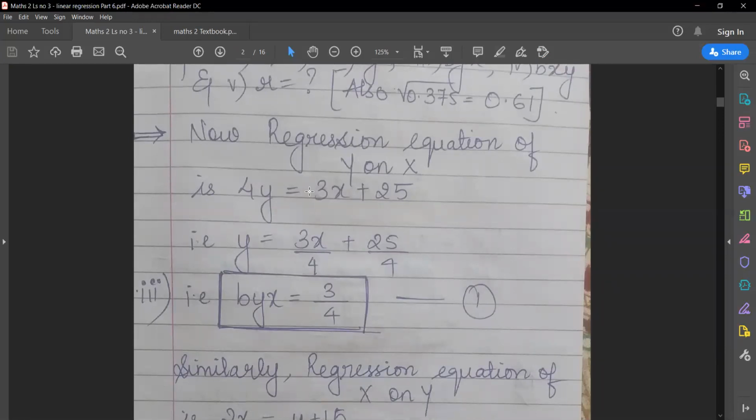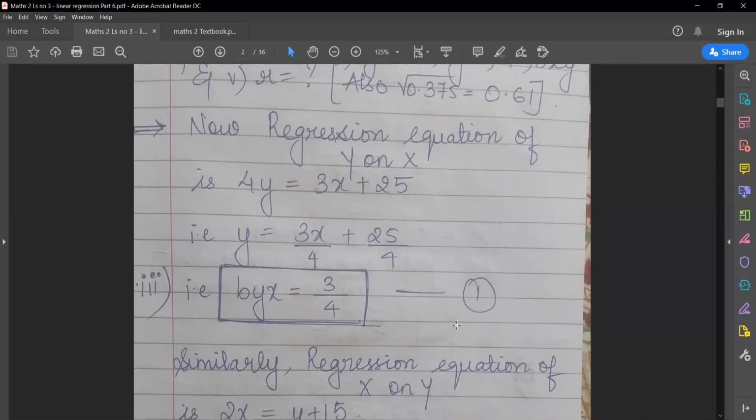So now y is kept alone. So we'll take the 4 that side to the right hand side. So this will become 3x by 4 plus 25 by 4. So we get the value of byx. As you remember class, coefficient of x is our byx. So that is 3 by 4.